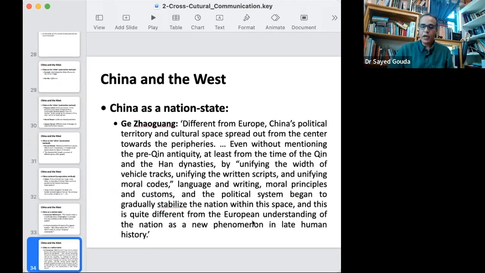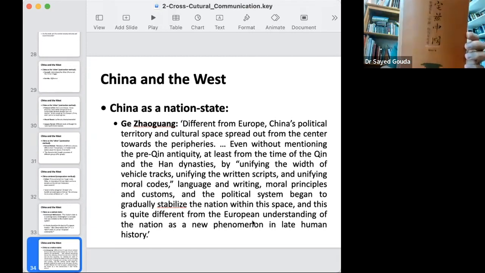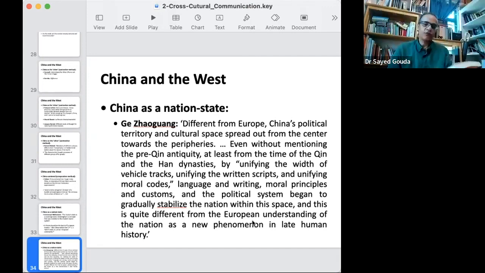And here, there is a Chinese scholar called Ge Zhaoguang. I hope that the name of this book is clear. This is a very interesting book, and he's a professor. And actually, I was lucky to meet him personally because he was invited to come to the City University of Hong Kong to deliver a lecture there, a lecture based on this book.